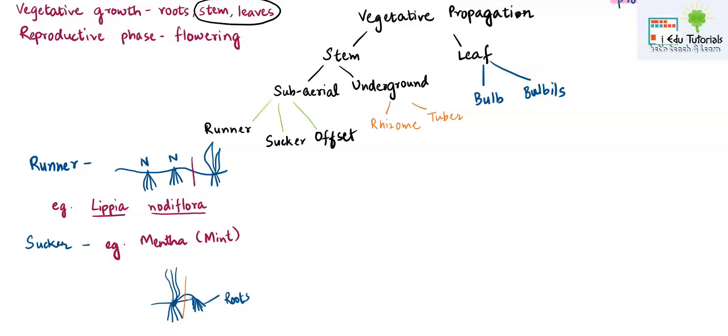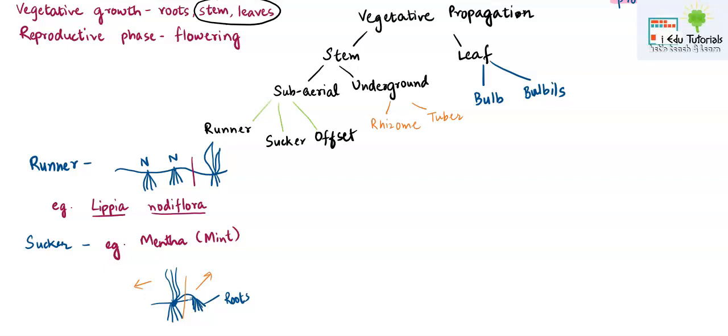So a sucker is formed when a part of the stem is formed from the axillary bud. It grows obliquely, meaning diagonally. The place where it touches the ground will form the root. Once separation of such a part has been done, then both the parts, this part and this part, will live an individual life. It means we are getting more plants from only one.